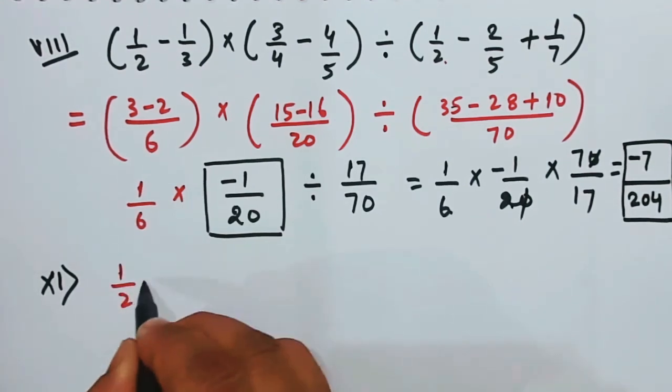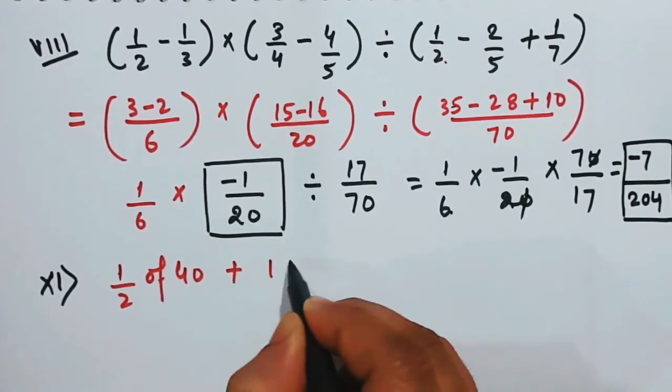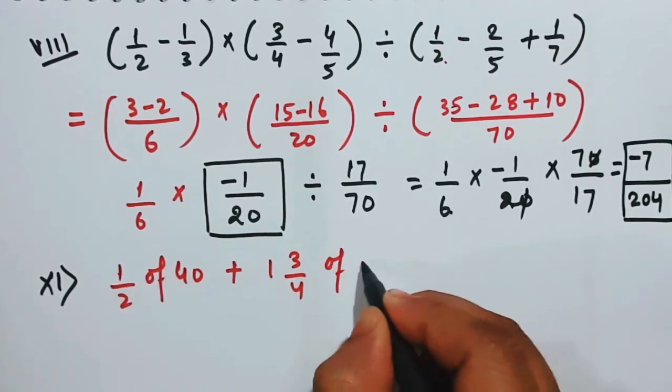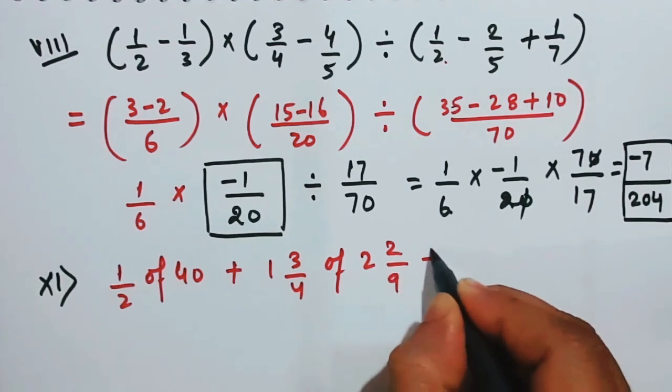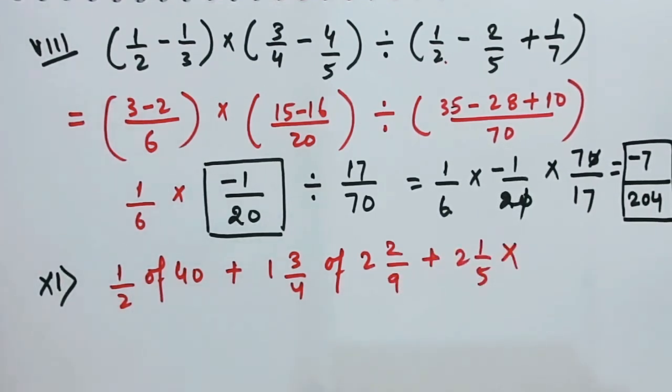1 by 2 of 40 plus 1 3 by 4, this is the last one. Okay, so you can stay tuned or you can move out also. 2 by 9 plus 2 1 by 5 times 0.